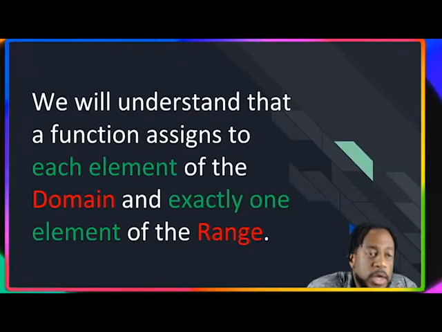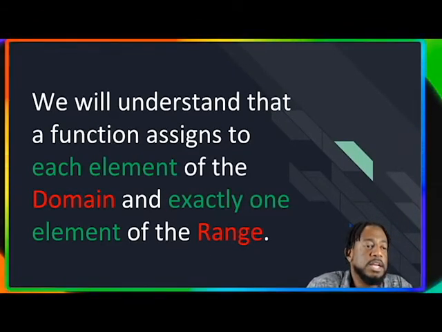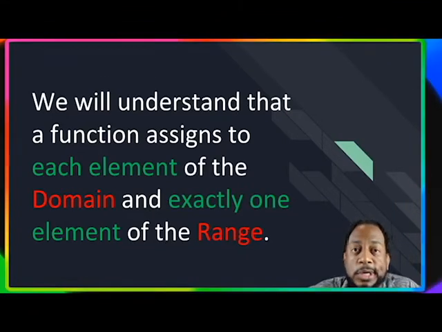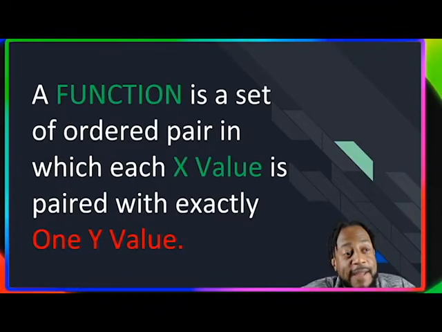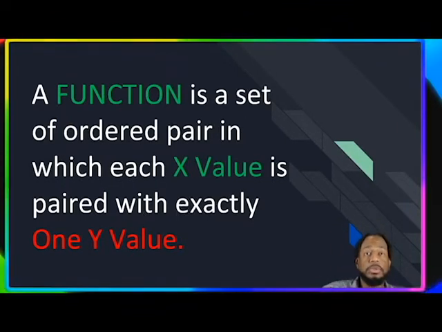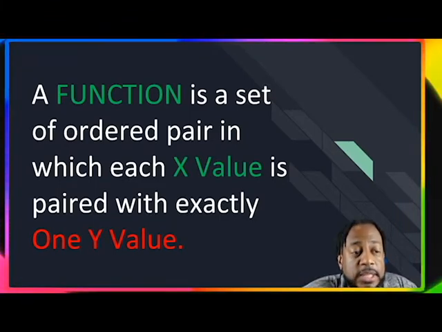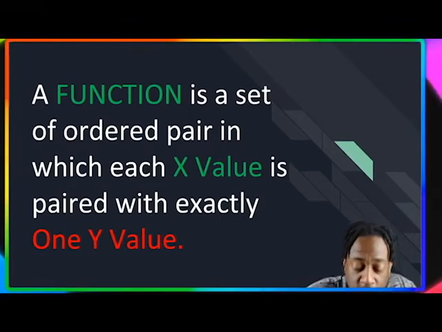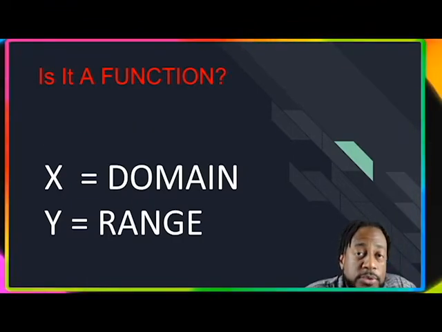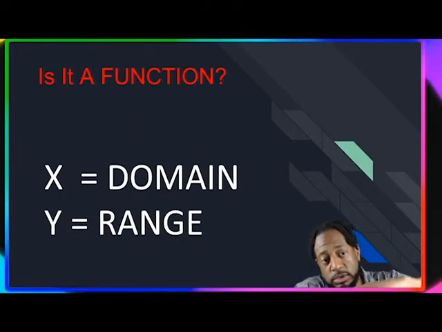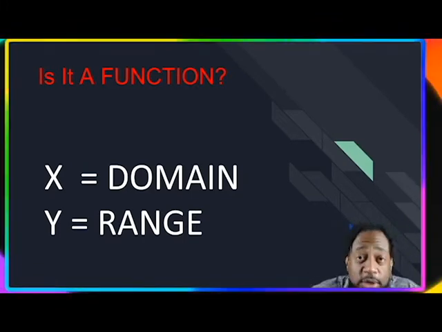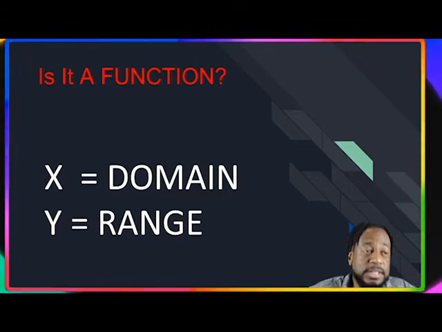So we will understand that a function assigns to each element of the domain exactly one element of the range. A function is a set of ordered pairs in which each x value is paired with exactly one y value. Now what is x and y? X is your domain, y is your range. It's not going to change. Okay?